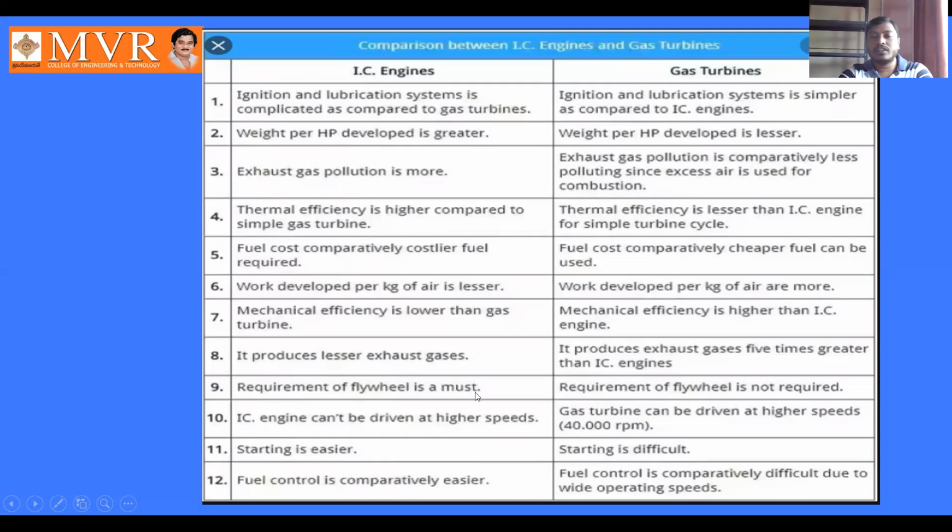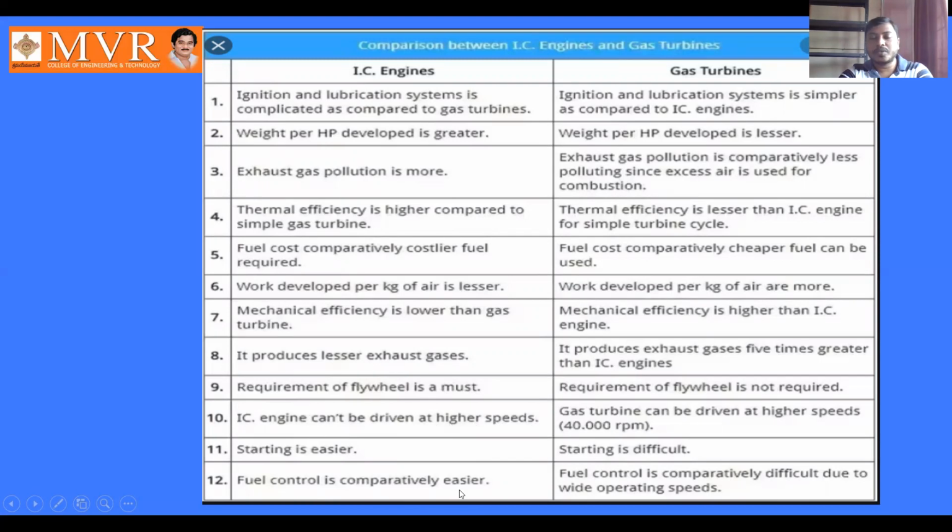A flywheel is a must in IC engines. A flywheel is not required in gas turbines. An IC engine cannot be driven at higher speeds. See, a gas turbine can be driven at higher speeds of 40,000 RPM. Starting is easier in an IC engine. Starting is difficult in gas turbines.